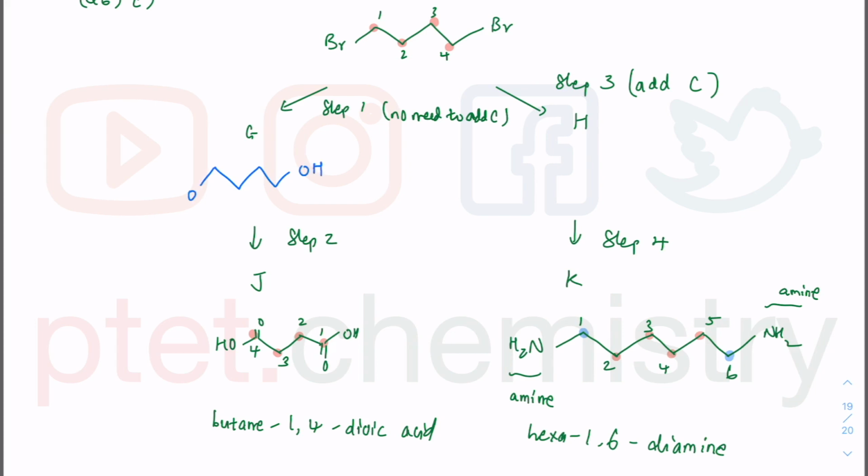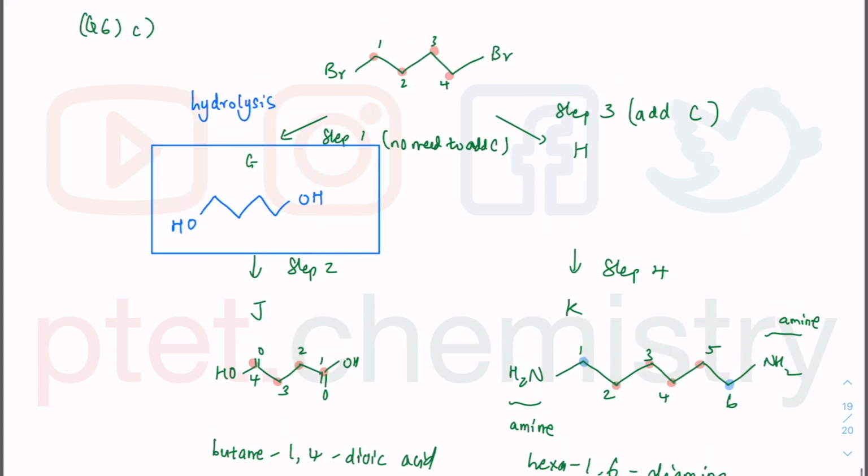So that is just going to be butane 1,4-diol. That's just going to be G there. That makes sense for G because we could just do hydrolysis. Hydrolysis is the type of reaction where you're actually substituting the Br with the OH. And then what we can do with that OH at the end there is oxidize a primary alcohol to carboxylic acid. Primary alcohol because the carbon with the OH is bonded to one other carbon there. So this is just going to be oxidation of primary alcohol.